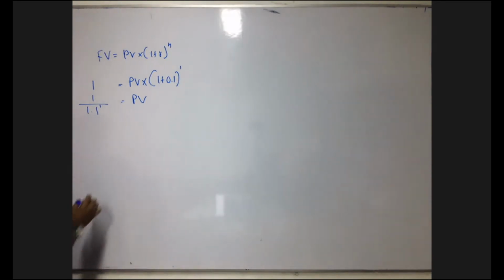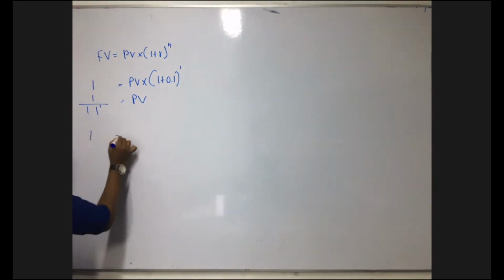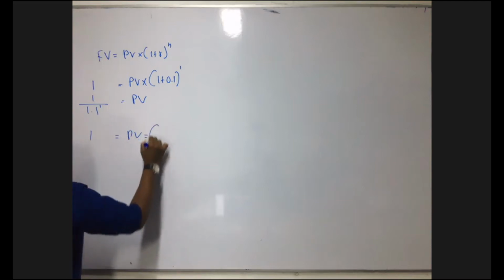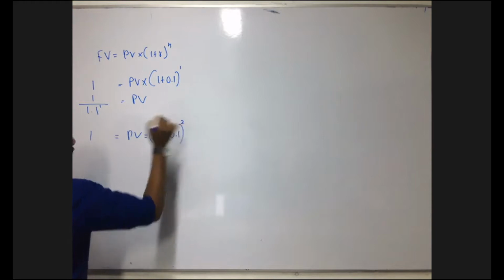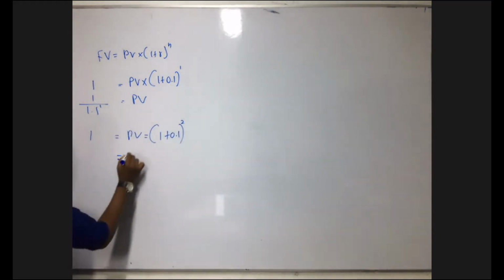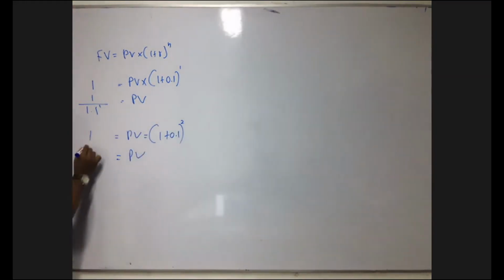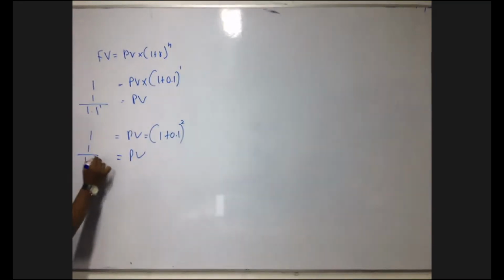And second one, what they are telling is $1 you will get, 1 plus R to the power 2, after 2 years. You have to find the present value. Present value is equal to 1 divided by 1.1 to the power 2.